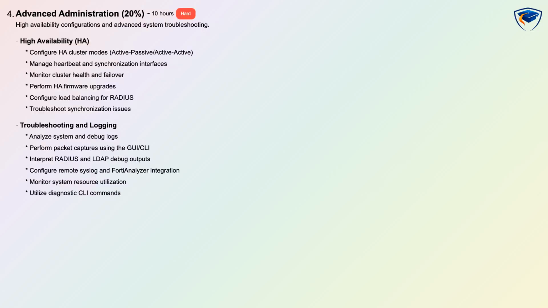Advanced administration makes up 20%, focused on high availability configurations and advanced system troubleshooting, rated hard with about 10 hours of scenario-based study. High availability topics require configuring HA cluster modes like active-passive and active-active, managing heartbeat and synchronization interfaces, monitoring cluster health and failover, performing HA firmware upgrades, configuring load balancing for Radius, and troubleshooting synchronization issues.